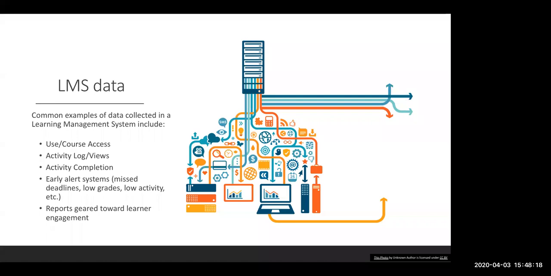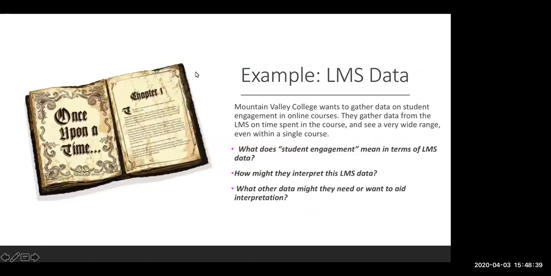So when students are missing a deadline, or you see that maybe a student is struggling, and you look to see, well, how often are they logging in? Are they staying, clicking around and accessing different things? If not, that's a key probably to why they're not doing well. There's also reports that are geared towards learner engagement, and that is our next data story.